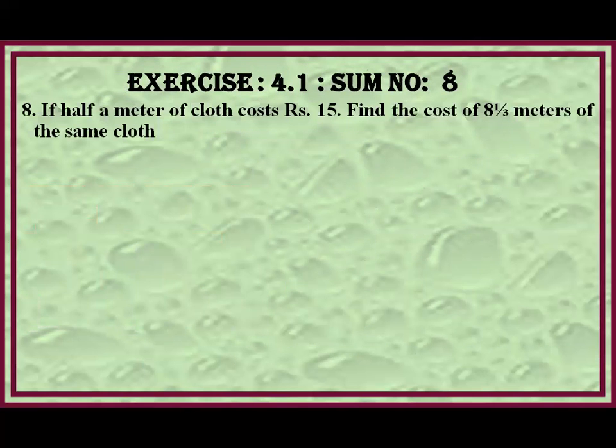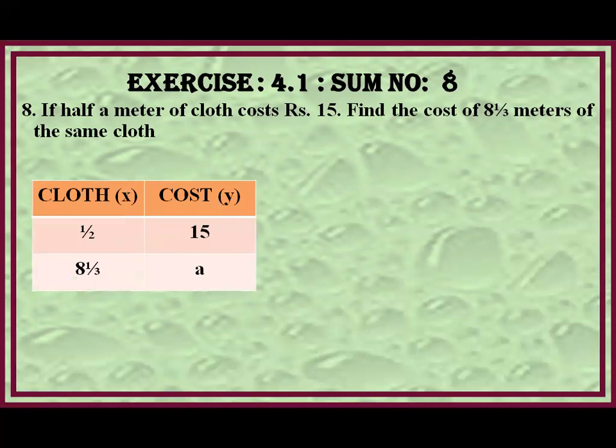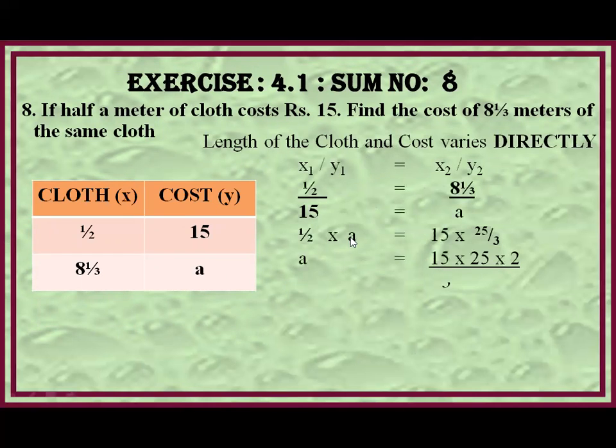If half a meter of cloth costs rupees 15, find the cost of 8 1 by 3 meters of the same cloth. So the measurement of the cloth is going to be more, the cost also will be more. So they vary directly. So the value of the cloth is 250. So the cost of the cloth is rupees 250.